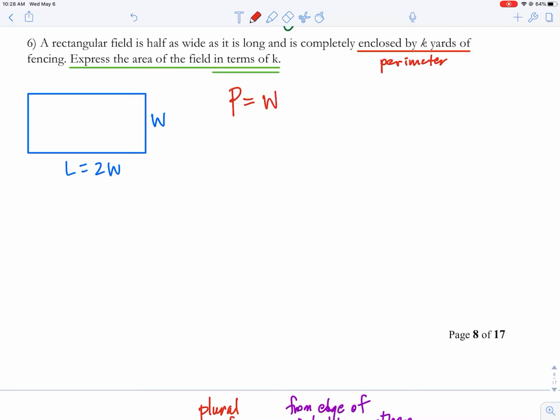So this perimeter would be W plus, I'm going to pretend I'm walking around the outside of the shape, W plus 2W plus another W plus another 2W. So I'm going to get that my perimeter equals 6W. But we also know that the perimeter equals K, which is super weird, but we're going to write it down. So it equals K.